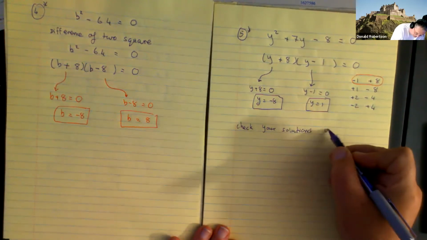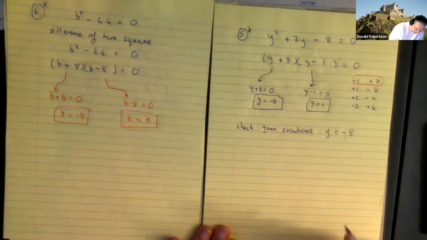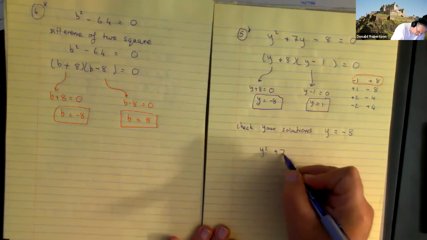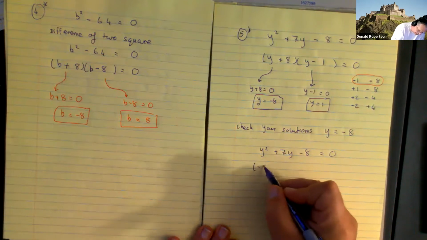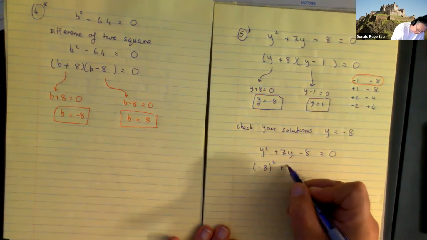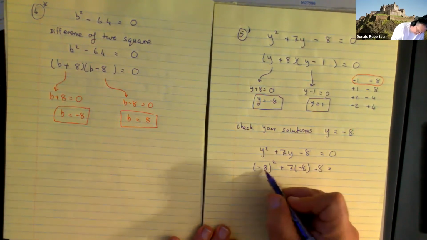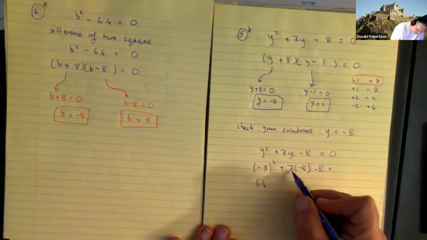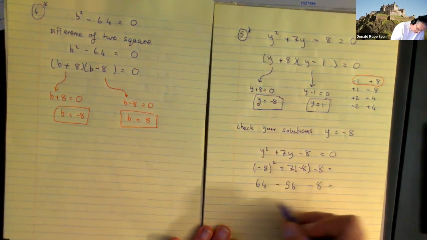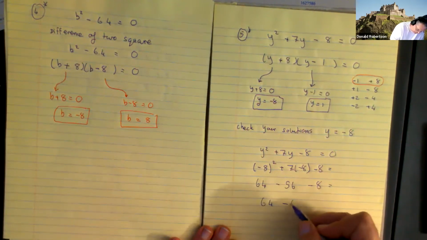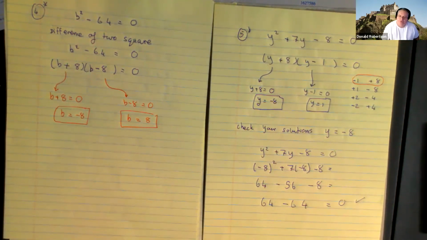Well, let's just check one of them. I believe that if y equals negative 8, this expression will equal 0. Right? So this expression will equal 0 when y is negative 8. Let's see if that works. Negative 8 squared plus 7 lots of negative 8, take away 8. Negative 8 times itself is 64. 7 times negative 8 is negative 56. Take away 8. 64, take away 64. And yep, it works. Check. We know that we have solved this equation.